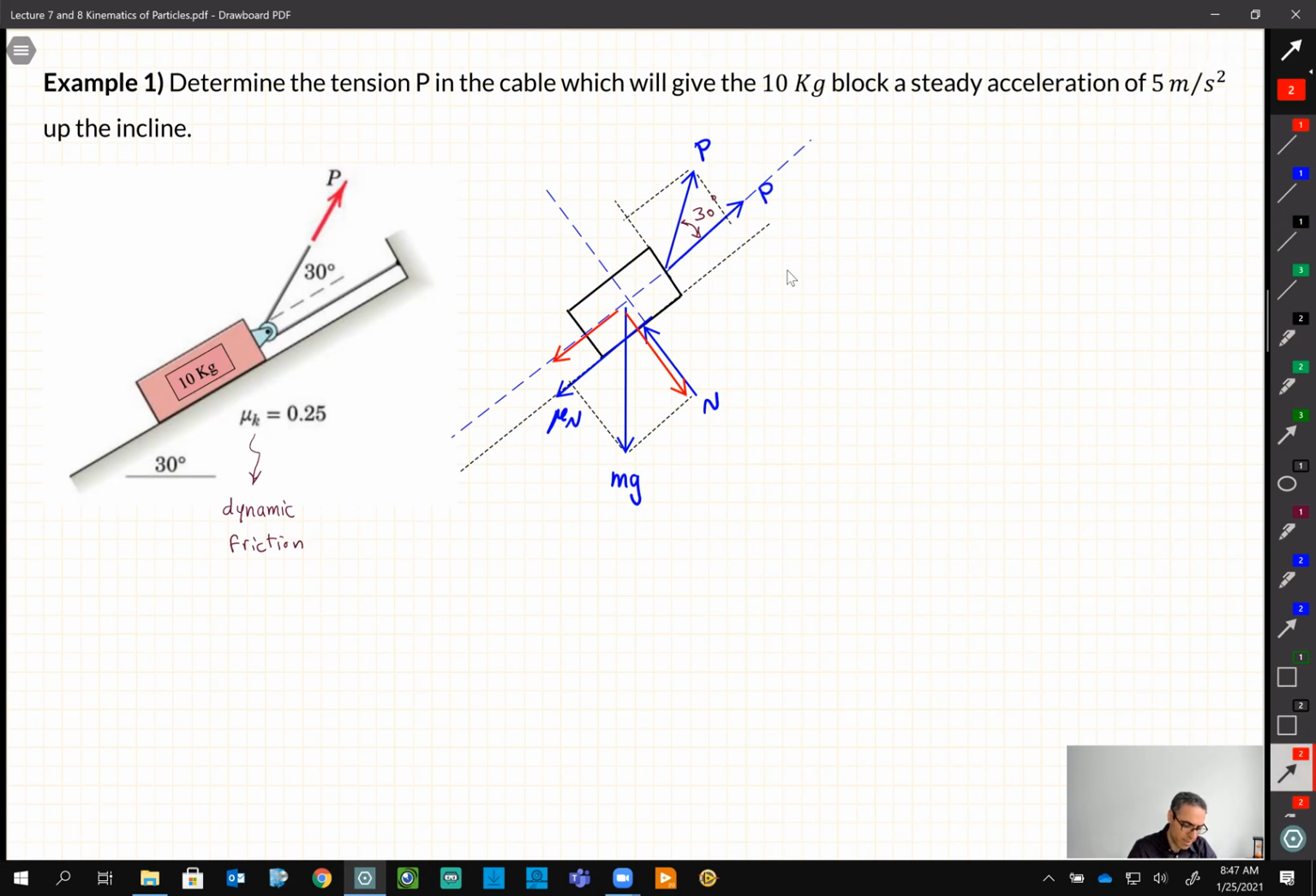So what do I get then for that? It's going to be P cosine 30. And this one is going to be P sine 30, right? So this is P cosine 30. This is P sine 30.